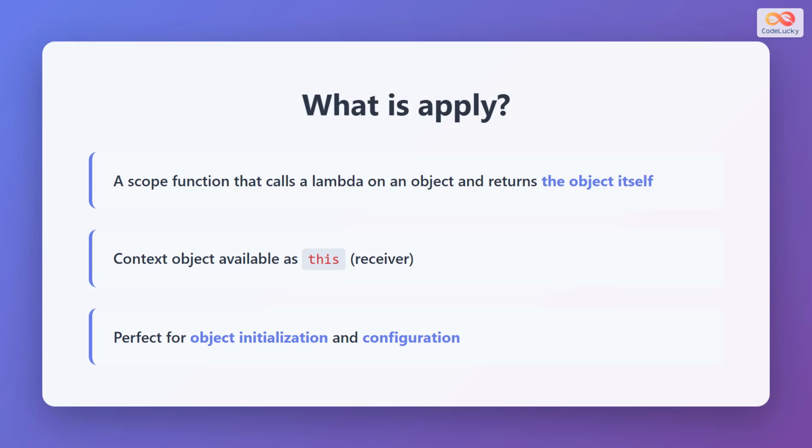The apply function is a scope function that executes a lambda on an object and returns the object itself. Inside the lambda, the context object is available as this, which means you can access its properties and methods directly without repeating the object name. This makes apply perfect for object initialization and configuration tasks.